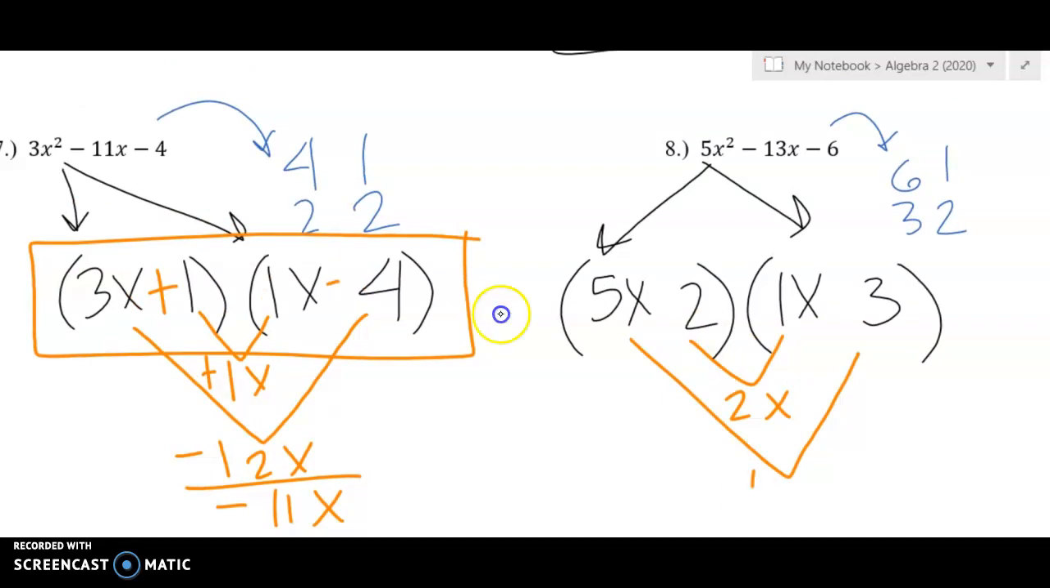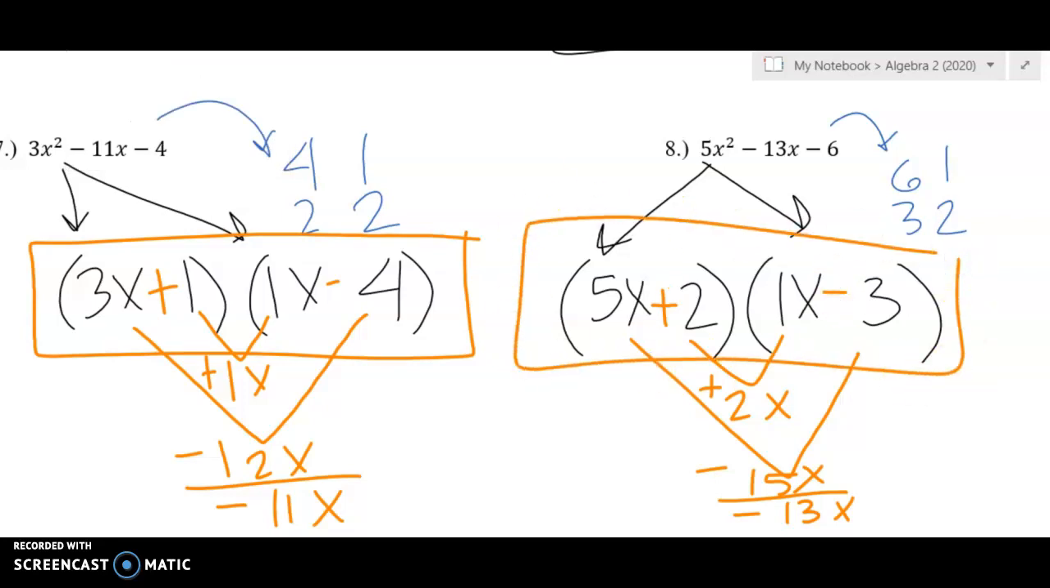So I'm multiplying the outside here. I need these to add up to negative 13. So the 2 is going to be positive, the 15 is going to be negative. If I backtrack here, that means the 2 is going to have that plus sign, and then the 3 is going to have that minus sign. And then there's my factored form.